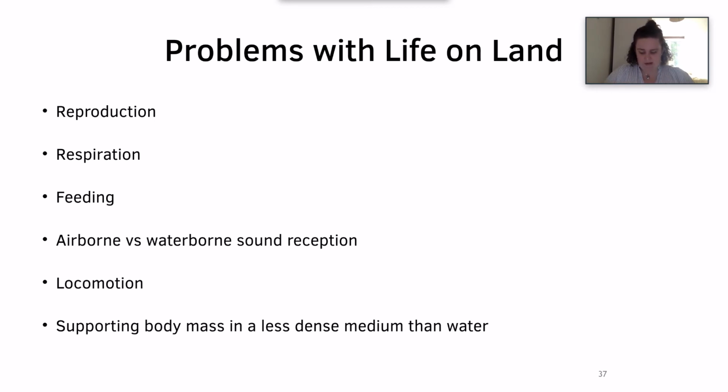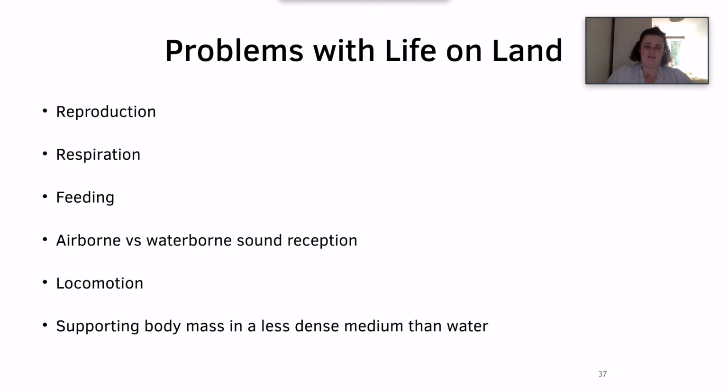Another one is sound reception. It's thought that these early tetrapods had a really poor sense of hearing on land when compared to water, and supporting their own body mass was another key one. The paired limbs of the Sarcopterygians already had the right bones and muscles to allow for locomotion, and so all these organisms had to do really was modify them a bit to allow them to walk onto land.